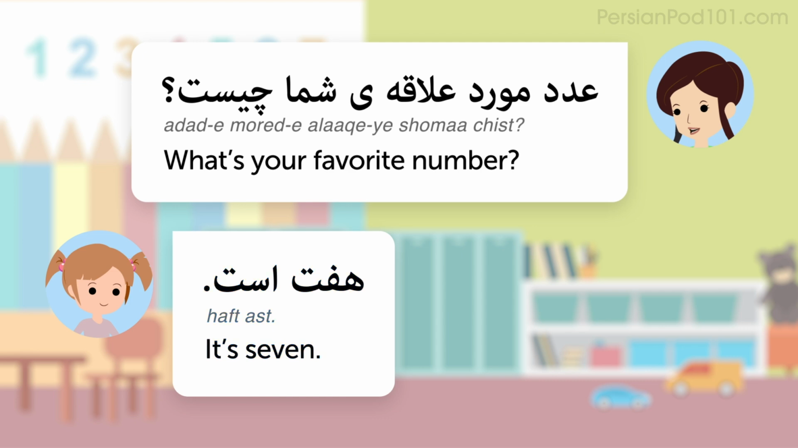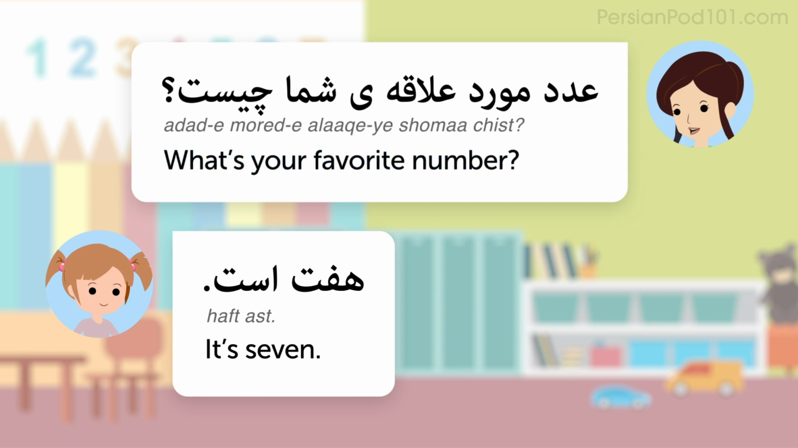First of all, you'll need to learn how to say, what's your favorite number? That's عدد مورد علاقه شما چیست؟ Listen to it again. عدد مورد علاقه شما چیست؟ This Persian sentence literally translates into number favorite you what? But it means what's your favorite number in English.